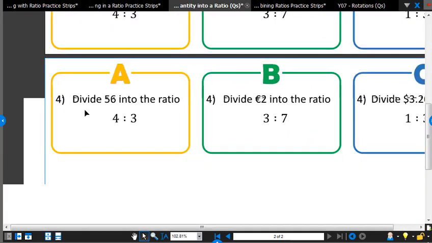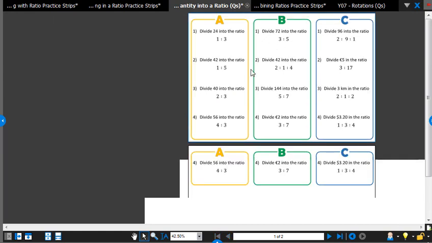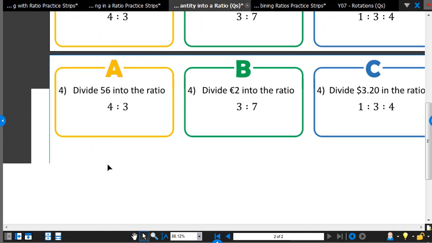This looks a bit weird. Let's zoom in. Okay, it looks a bit better now. So this question was like this, but I'm just going to focus on these ones. Divide 56 in the ratio of 4 to 3. It's probably easier than the other ones. So total parts equals, how many parts do we have? 7, right? 4 plus 3.